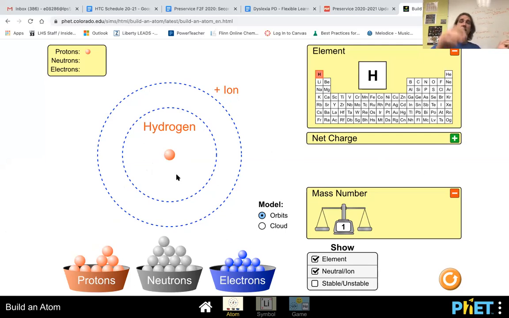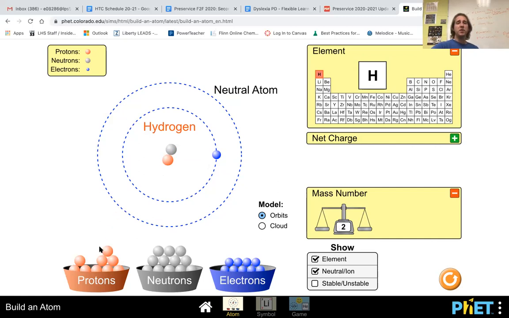We got 1 proton, no electrons. 1 minus 0 is 1. We've got a 1 plus. Let's make it neutral. Let's add an electron. We've got 1 positive, 1 negative. We have a neutral atom of hydrogen. If we add a neutron, it's still hydrogen, still 1 proton, but we now have a mass of 2. We've increased our mass number. So this would be deuterium if we're thinking about our analogy.